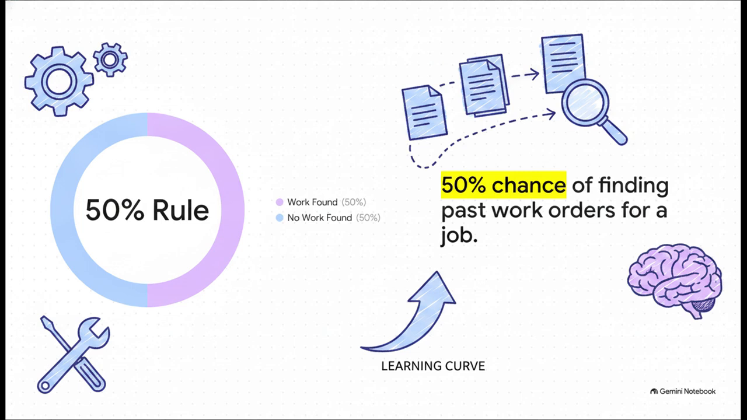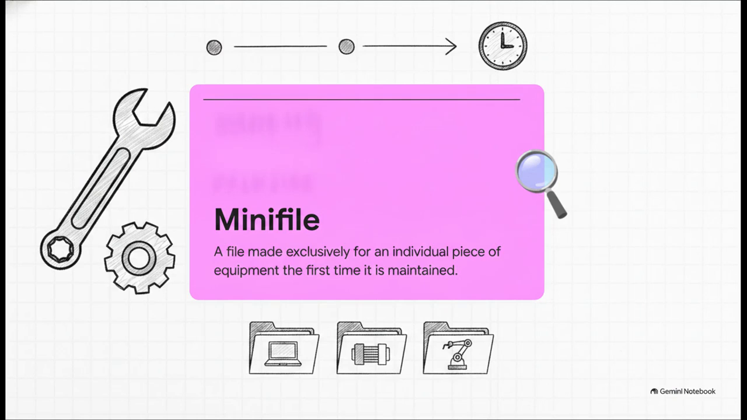When a planner can easily pull up the last 3 work orders for a specific machine, they can see exactly what parts were missing last time or what unexpected hiccups popped up. It instantly puts the current job on a steep learning curve. To capture that history efficiently, we use Principle 3 and its ultimate solution, the minifile.